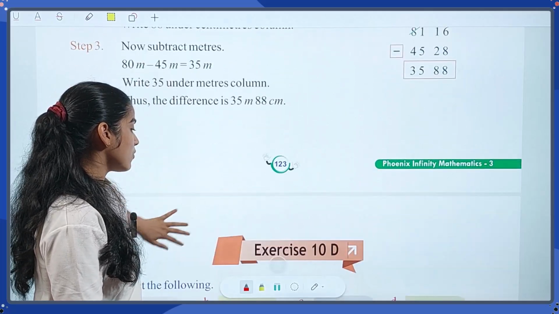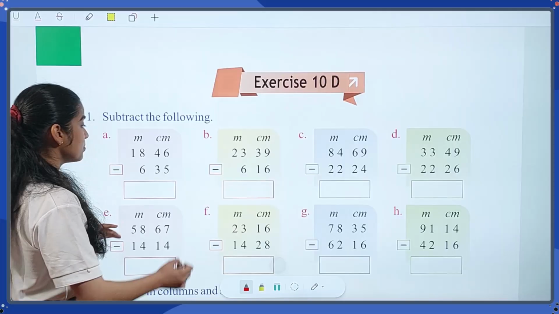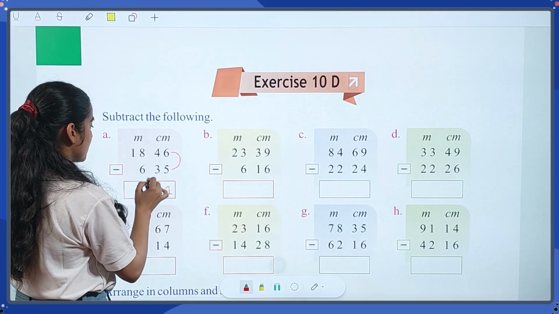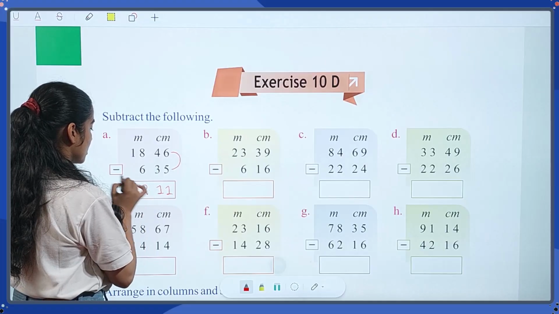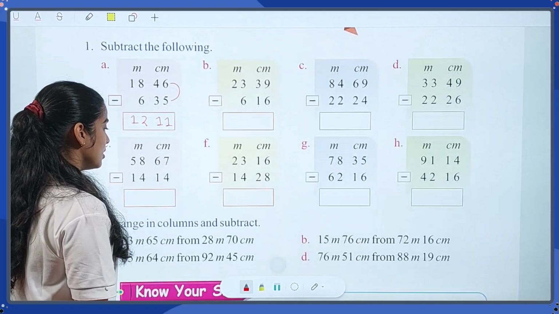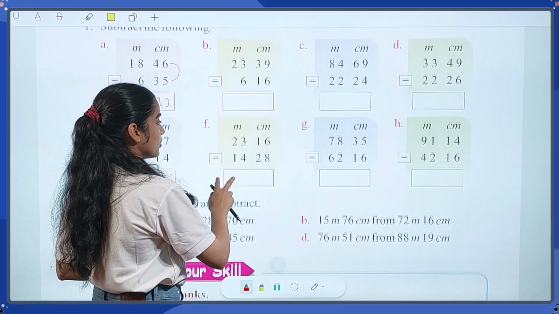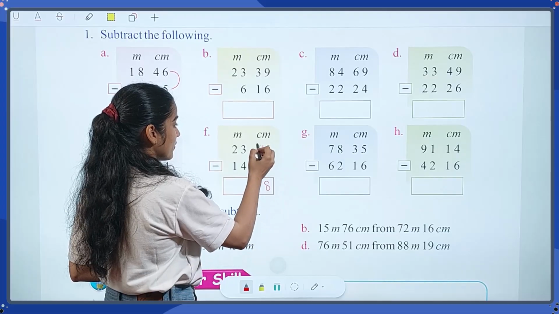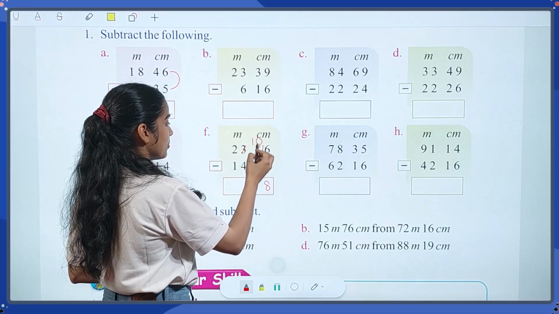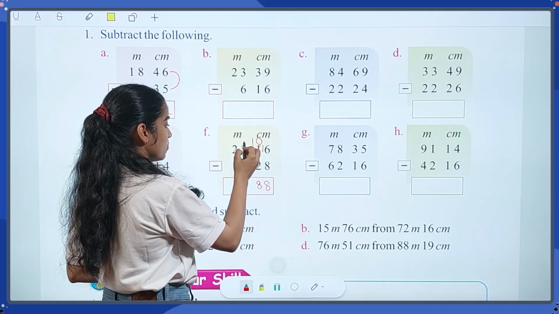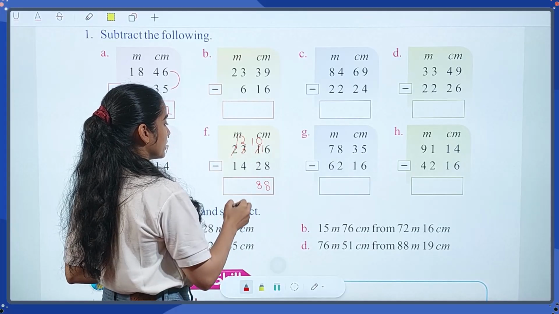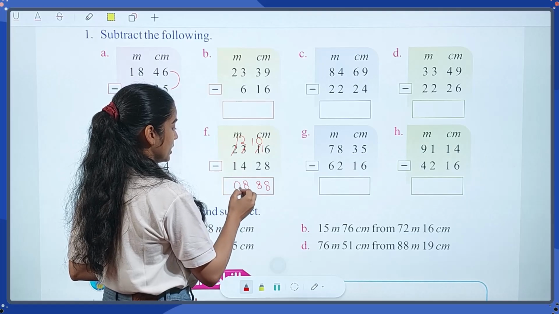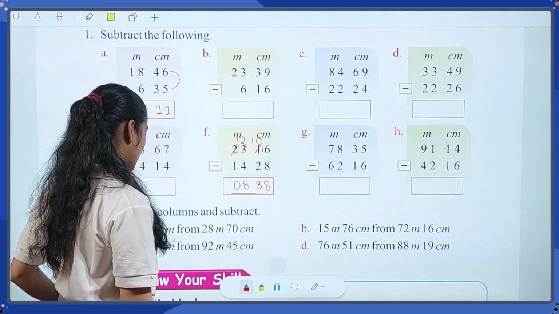Now move forward to your exercise 10D. You can simply subtract: 6 minus 5 is 1, 4 minus 3 is 1, 8 minus 6 is 2, and 1 is this. So 12 meters 11 centimeters. 6 minus 8 is not possible, so we take a carry from the other number. 16 minus 8 is 8. Now we have 0, so we have to take a carry from the other number. 10 minus 2 is 8. 2 minus 4 is not possible, so again we take a carry. 12 minus 4 is 8. 1 minus 1 is 0. So 8 meters 88 centimeters is your final answer.